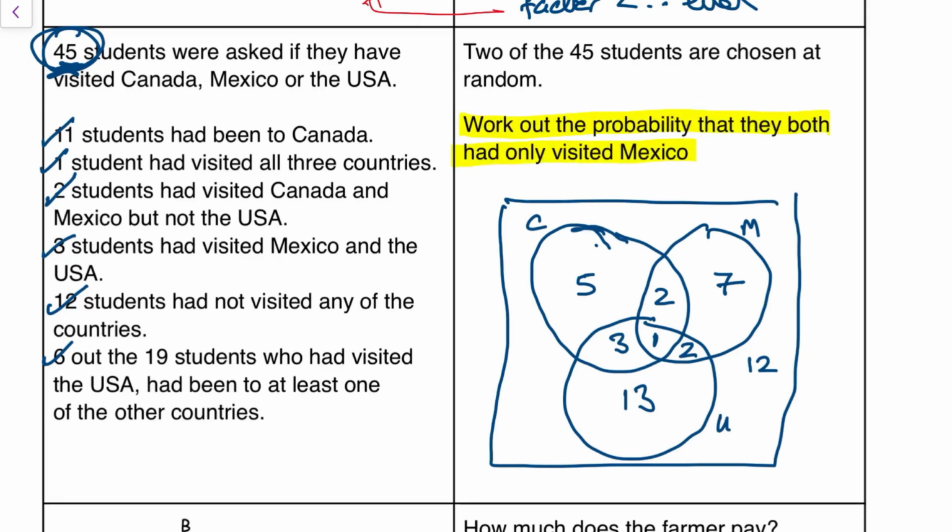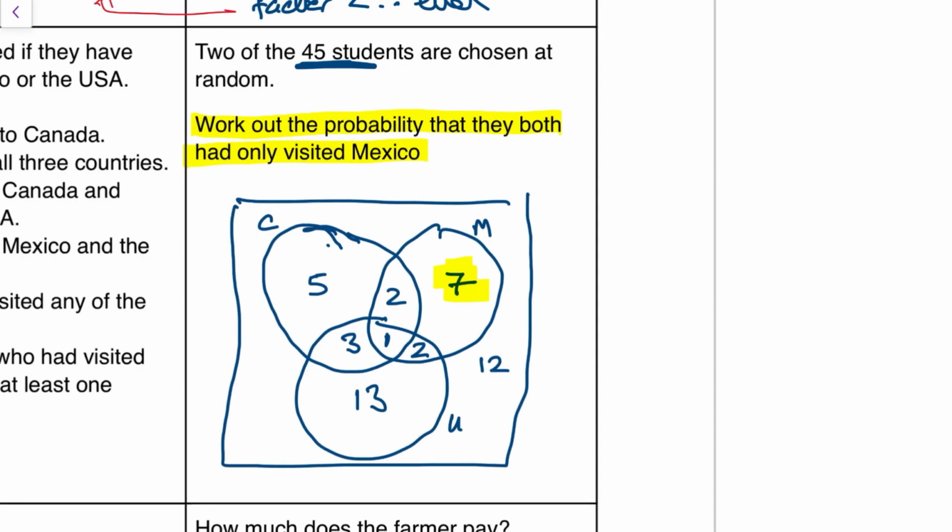Work out the probability they had only visited Mexico. So work out the probability of 2 of the 45 students had only been to Mexico. So it's these 7 here. In other words, the first student is going to be 7 over 45, and the second student is 6 over 44. Now this is going to be calculator out, isn't it? So calculator out, and the calculator tells me that's 7 over 330.